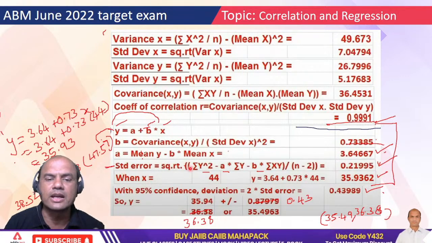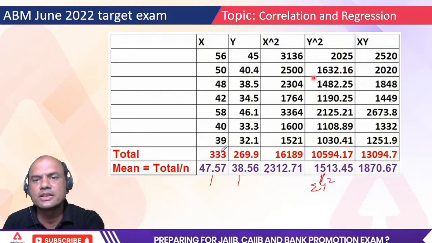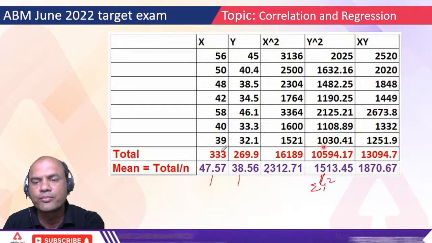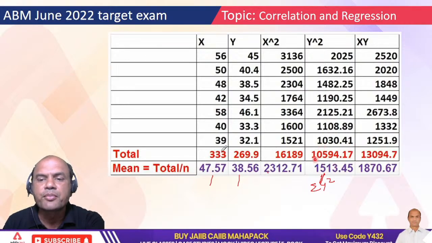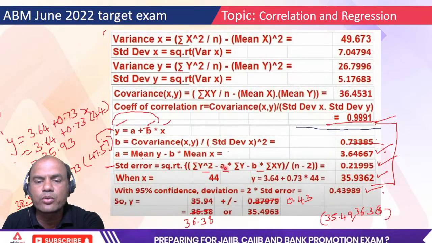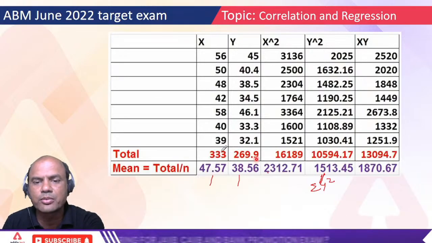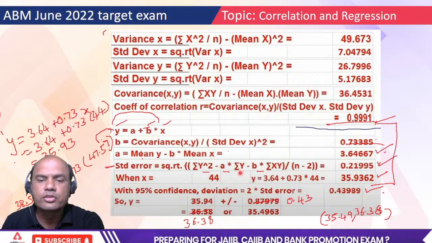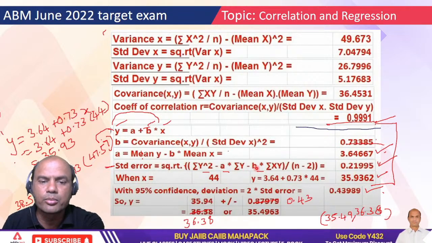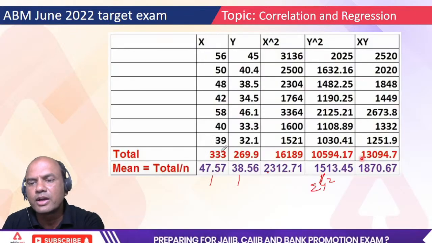Okay. So for standard error, now you have got y square. Do I have summation y square? Yes, I am having it. This summation y square is 10594. Not this one, because this is upon n. 10594. So I've got this minus a into summation y. Do I know a? Yes, I found out a is 3.64. Do I know summation y? Yes, summation y is 269.9. Minus b. Do I know b? Yes, 0.73. Do I know summation xy? Yes, I know 13094.